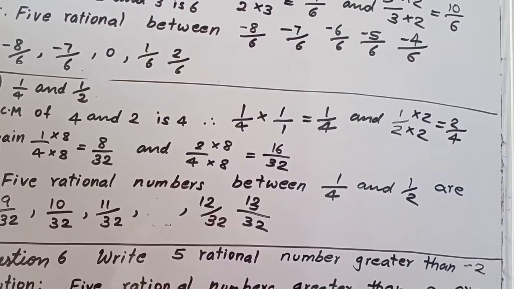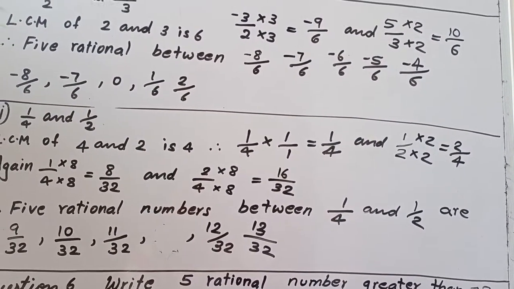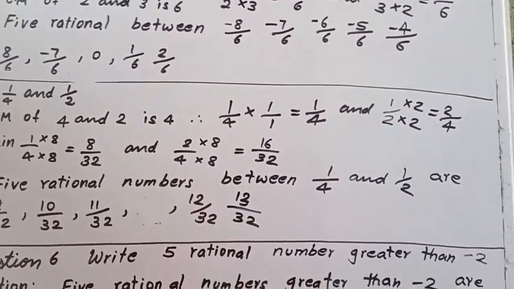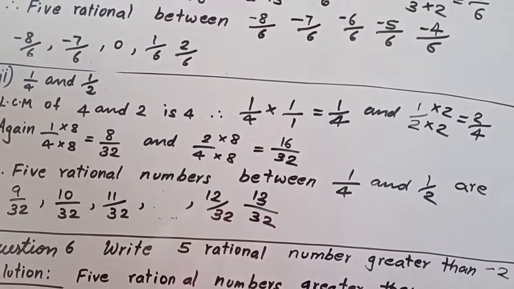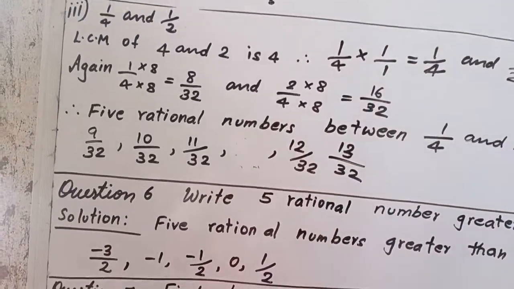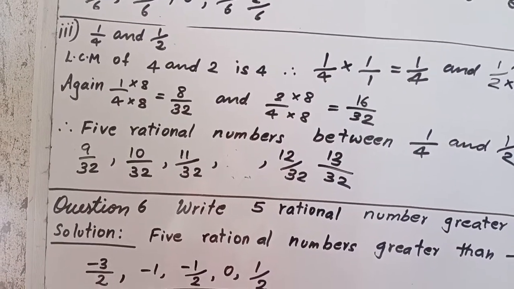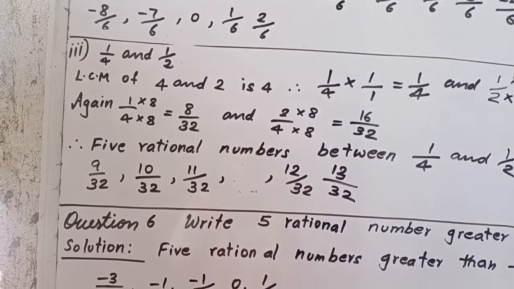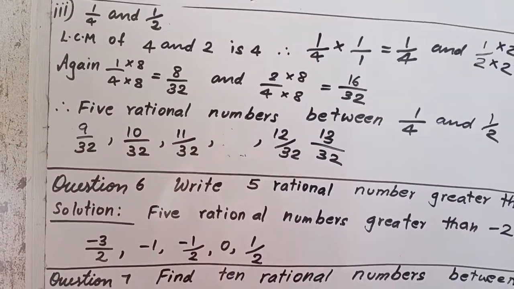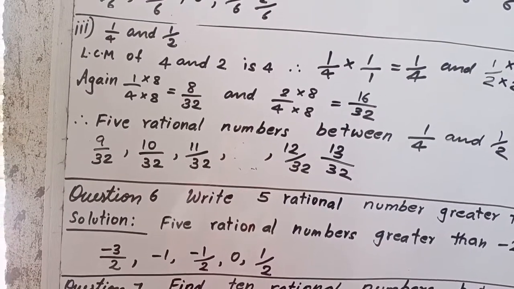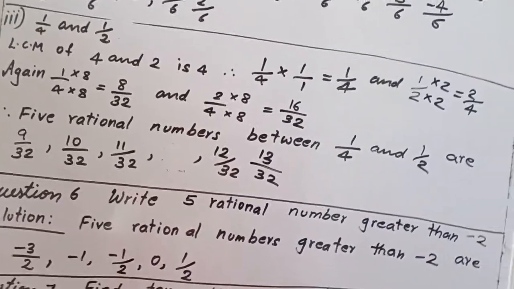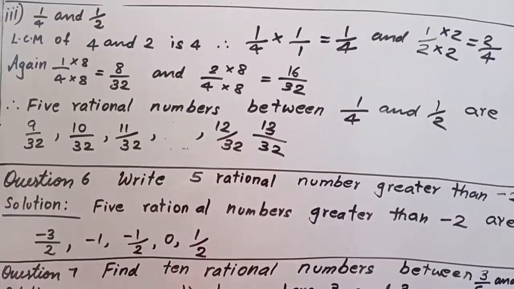Now write 5 rational numbers greater than minus 2. Any numbers you can write, it should be greater than minus 2. The condition is applied, so let us write the solution. 5 rational numbers greater than minus 2 are: minus 3 by 2, minus 1, minus 1 by 2, 0, 1 by 2. If minus 1, you may think that it is not in the form of p by q. If the denominator is not there, we can consider it as 1. Also 0, if there is no denominator, we can consider it as 1.